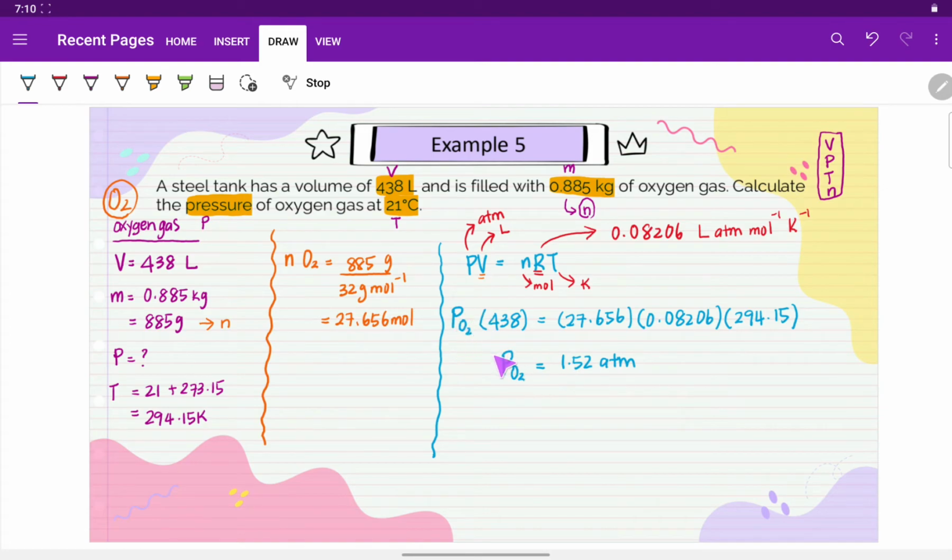Dekat sini, saya tukar sikit pressure tadi. Since kita tahu kita nak pressure of oxygen gas, jadi awak labelkan siap-siap P, and then subscript O2. O2 ni kecil lah. Menunjukkan kita tengah cari pressure untuk oxygen gas, which is you will get the answer as 1.52 atm. If you are using more decimal places over here, the answer that you will get might be slightly different. Sebab selalunya jawapan akan bergantung kepada berapa decimal place yang awak ambil dekat sini. So this will be our final answer. Okay, let's now proceed to the next question.